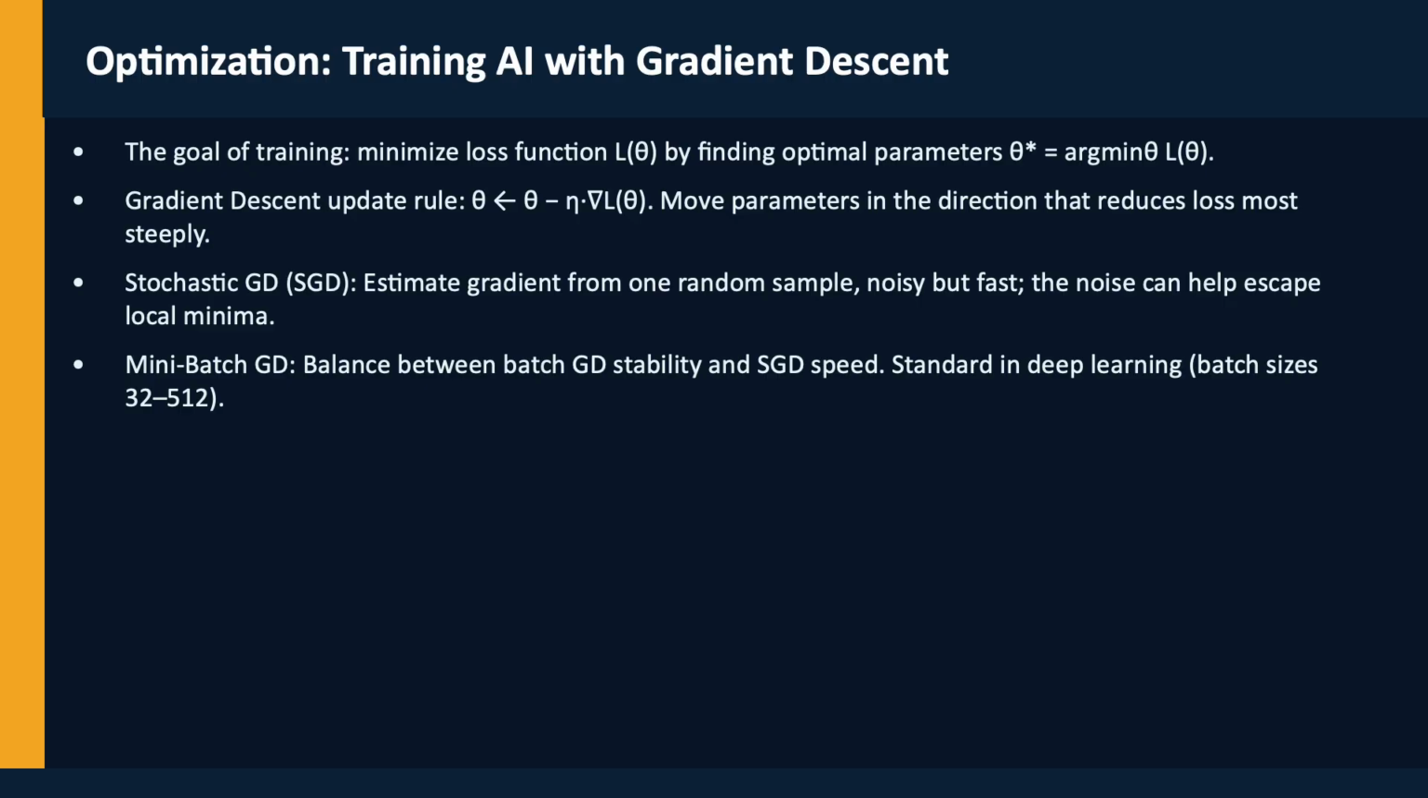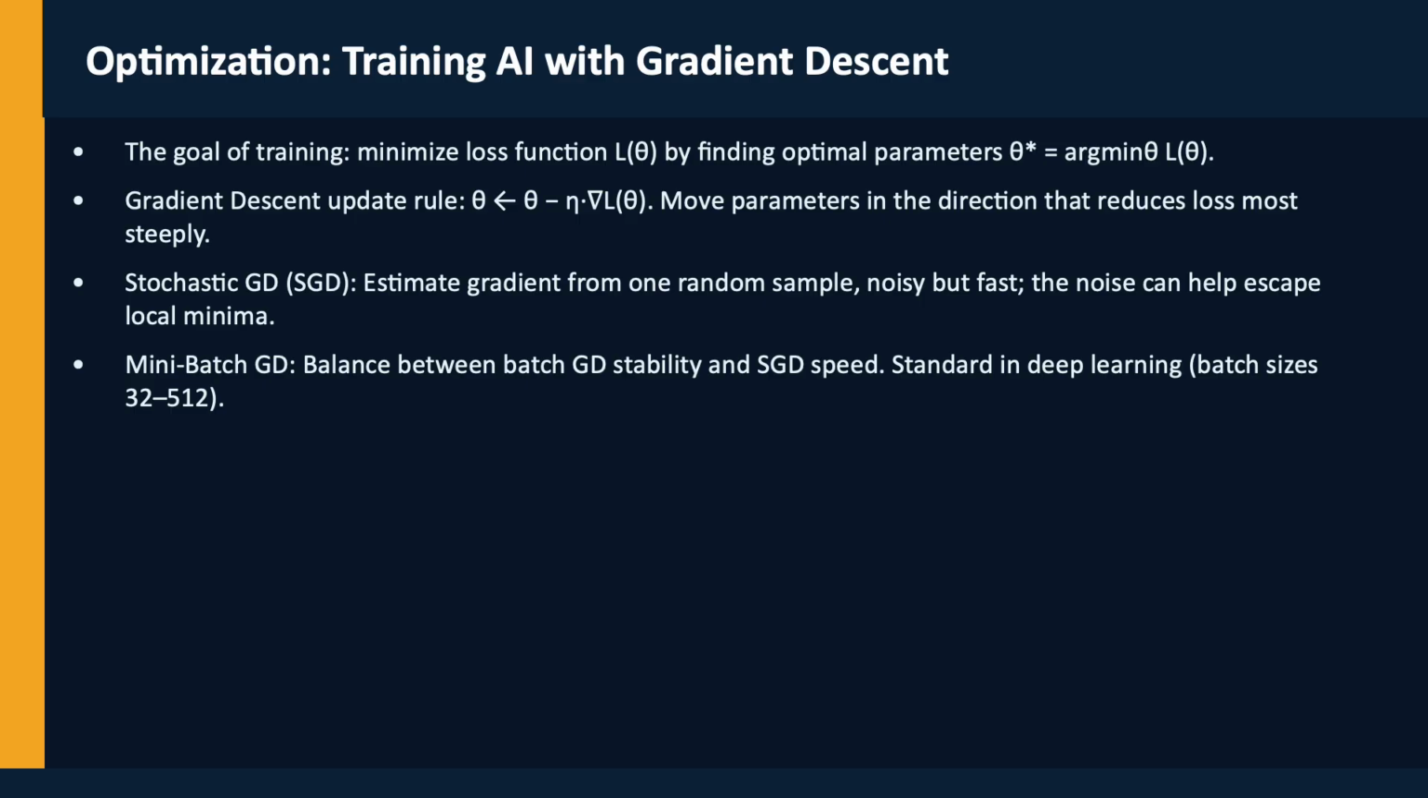Gradient descent works by measuring how wrong the model currently is. This measurement is called the loss, and then adjusting the model settings just a little bit to reduce that wrongness. After thousands of such adjustments, the model becomes very accurate.